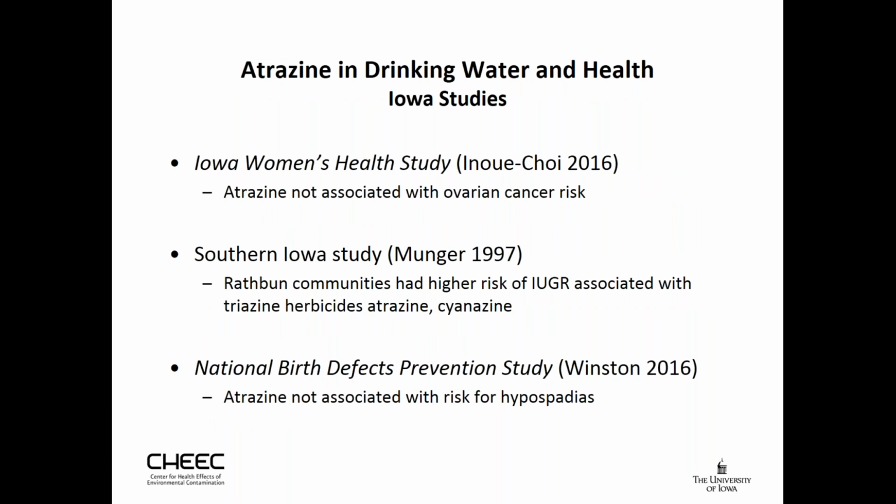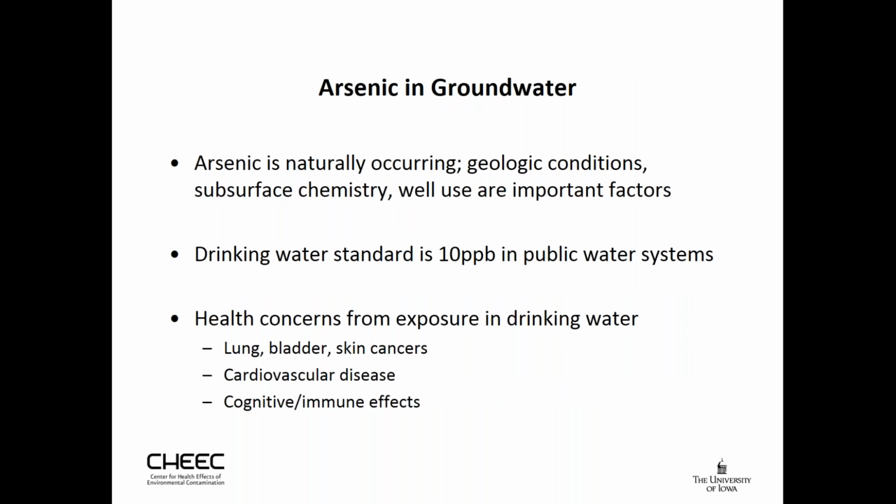So some of the studies we've done looking at atrazine in drinking water and health, and again, these are studies conducted in Iowa. In the Iowa Women's Health Study, Maki Inoue Choi found no association with atrazine and ovarian cancer risk. In an earlier study in southern Iowa, Ron Munger at the College of Public Health looked at Rathbun communities at a higher risk of intrauterine growth retardation, which we talked about a minute ago, associated with the triazine herbicides, atrazine and cyanazine. And again, with the National Birth Defects Prevention Study, we did not see any association of atrazine and risk for hypospadias.